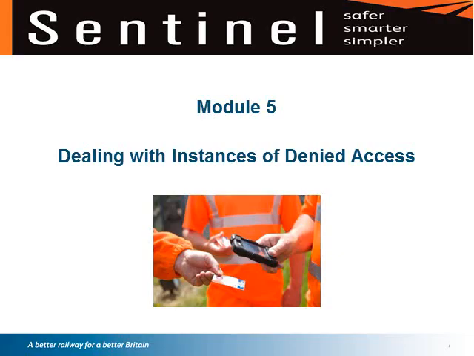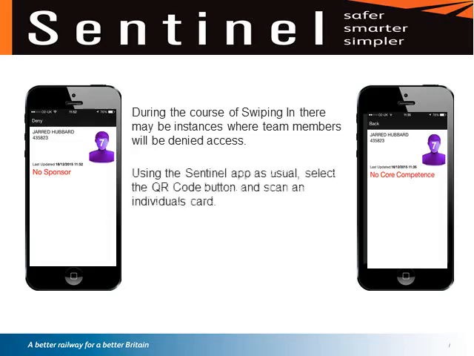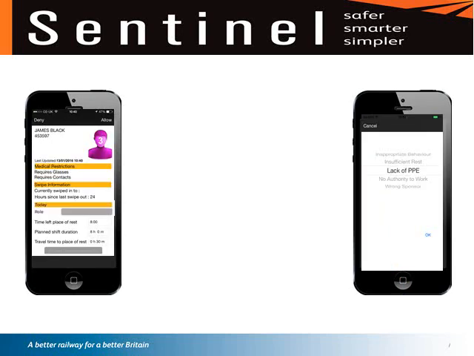Module 5. Dealing with instances of denied access. Using the Sentinel app as usual, select the QR code button and scan an individual's card. The system will automatically detect if someone does not have a sponsor or a core competence.